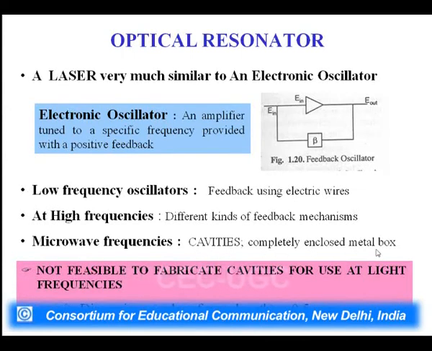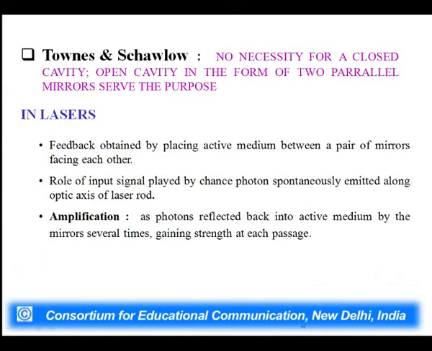completely enclosed in a metal box are used. It is not feasible to fabricate such cavities for use at light frequencies, since the dimension should be of the order of 0.5 mm. Instead, there is no necessity for a closed cavity. An open cavity in the form of two parallel mirrors serves the purpose.